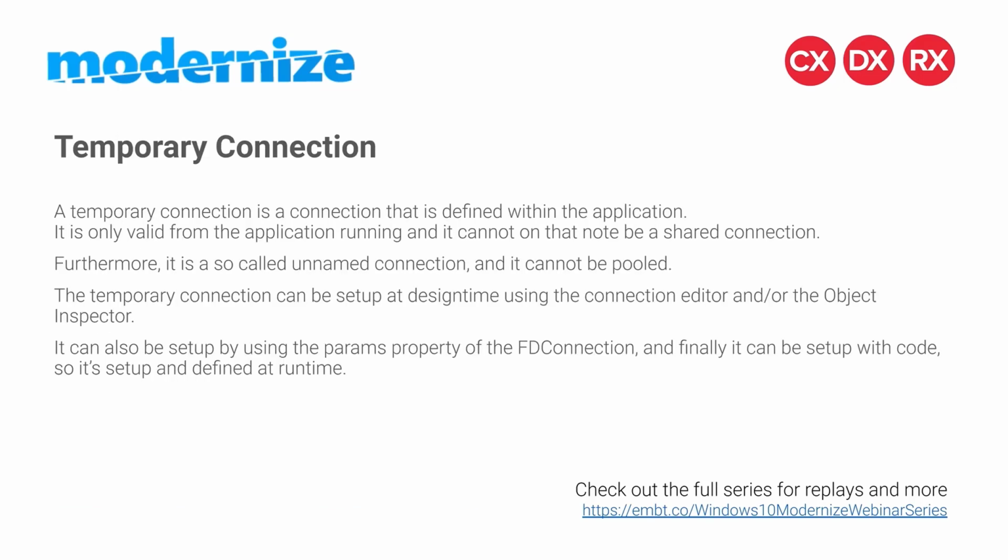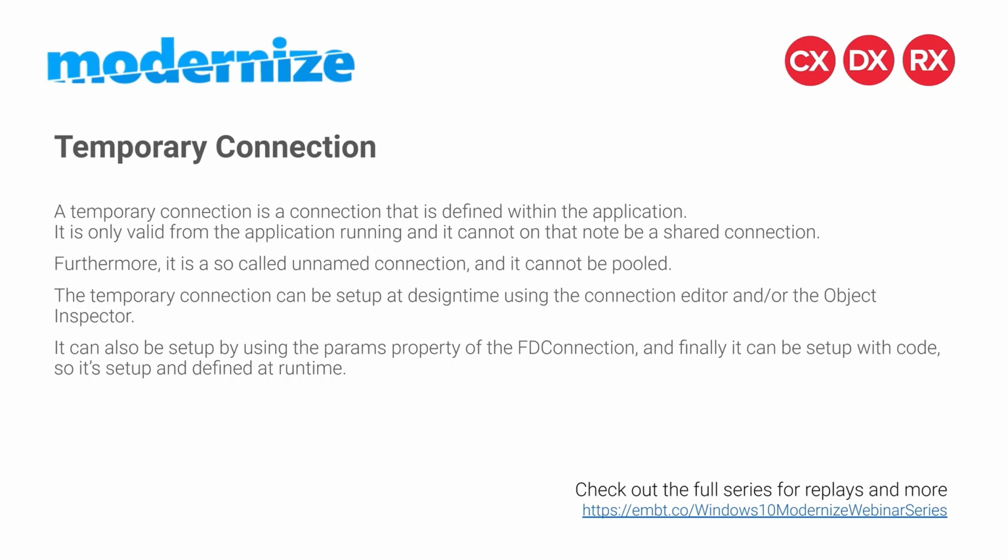And let's get on with this. I'm going to tell you first about the temporary connection, and then I'm going to show you exactly how to do so. A temporary connection is a connection that's defined within the application. So it's only valid within the application and it cannot be shared. It's also a so-called unnamed connection, as the connection doesn't have a name. Well, the component has a name, but the connection itself does not have a name. And it cannot be pooled.